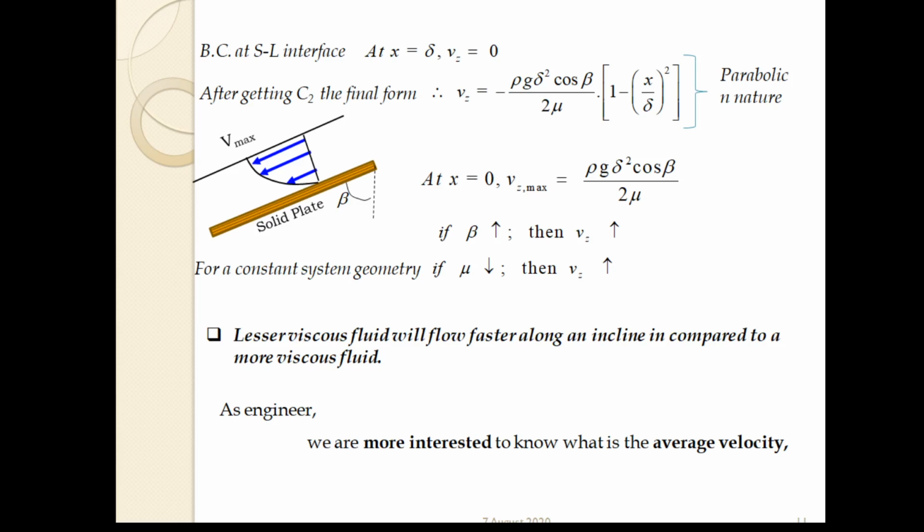As engineers we are more interested in the average velocity. As we mentioned earlier, in transport phenomena we are concerned only with the average velocity, not the point velocity. So how can we find the average velocity?